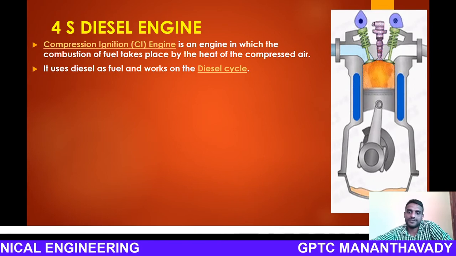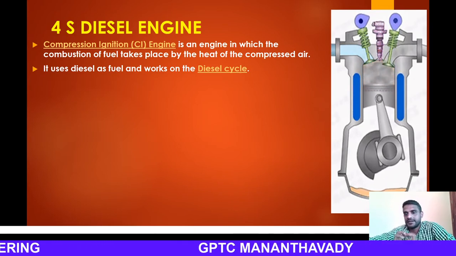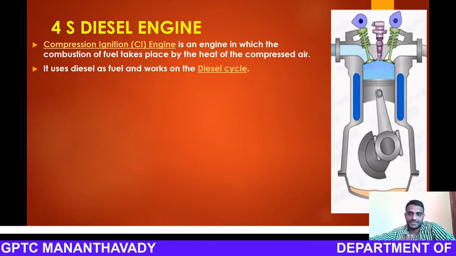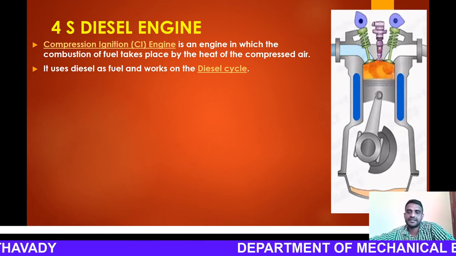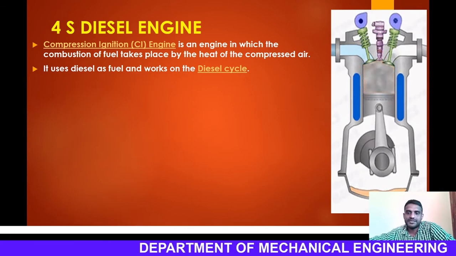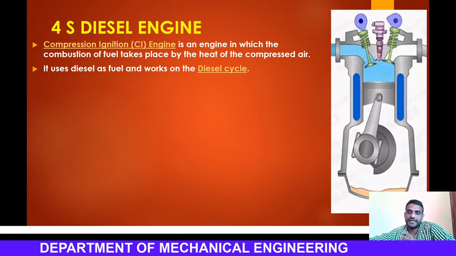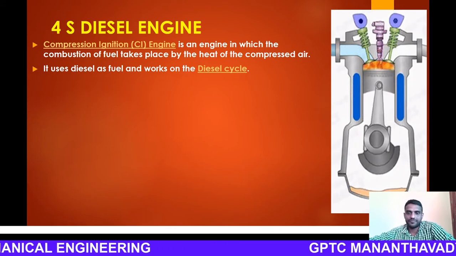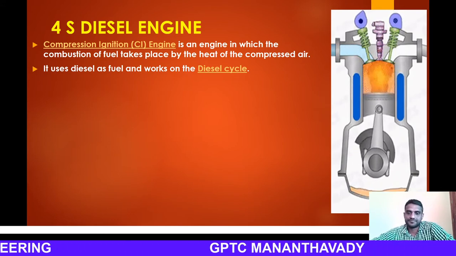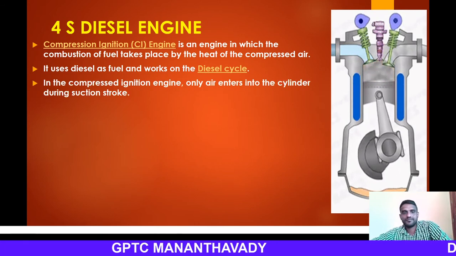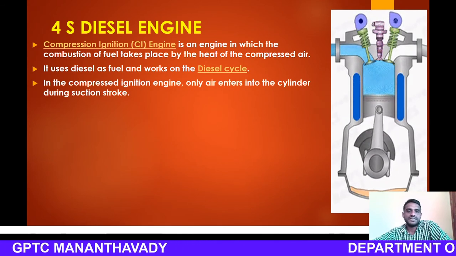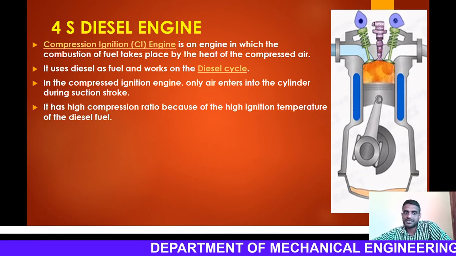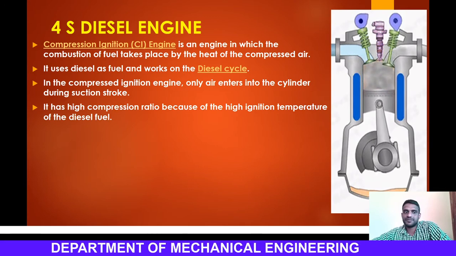So the only difference here is that heat addition takes place at constant pressure, and heat rejection takes place at constant volume. But in the case of a spark ignition engine, heat addition and heat rejection both take place at constant volume. So please mind it. In the compression ignition engine, only air enters the cylinder during the suction stroke. It has a high compression ratio because of the high ignition temperature of the diesel fuel.